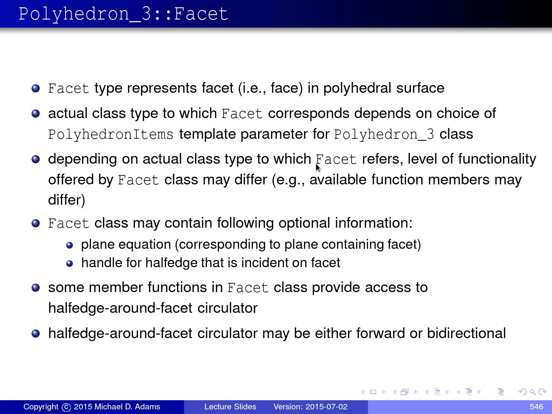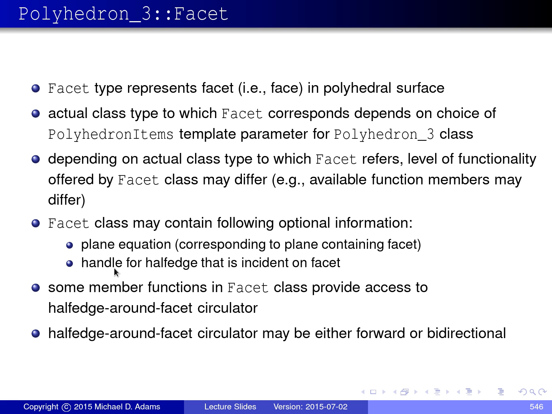And depending on what specific type facet refers to, the level of functionality that's offered by the facet class can differ. In other words, you might have different function members available to you. The facet class can contain a number of optional items. The first is a plane equation. In other words, it may contain the equation of a plane that contains the face, assuming that the face is planar.